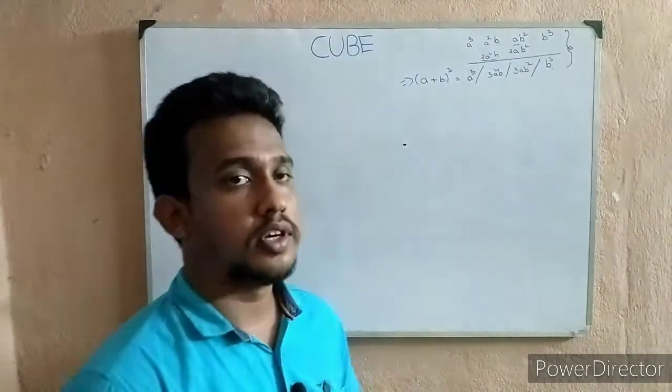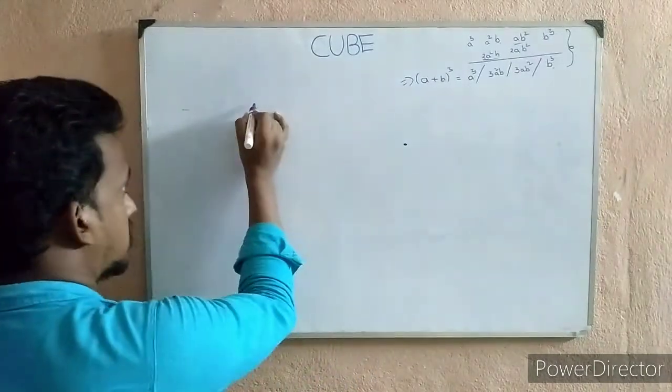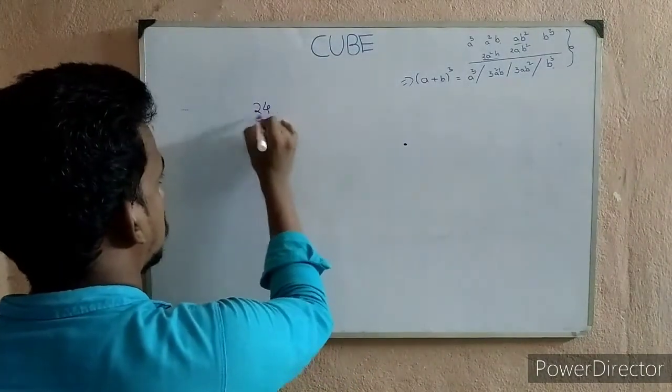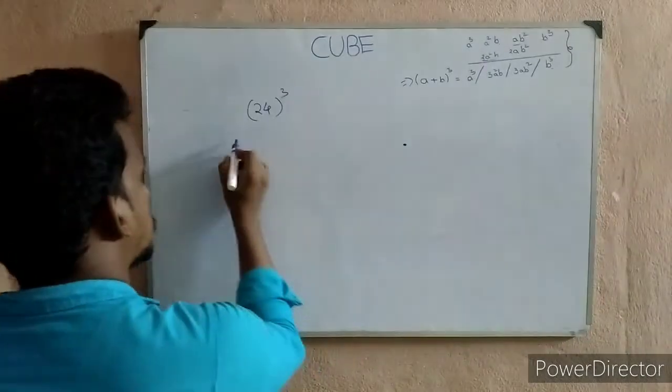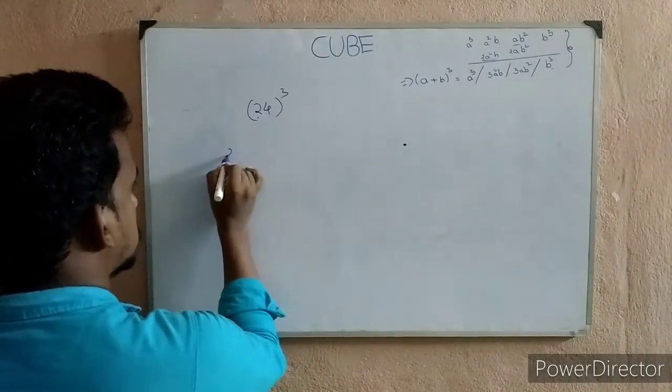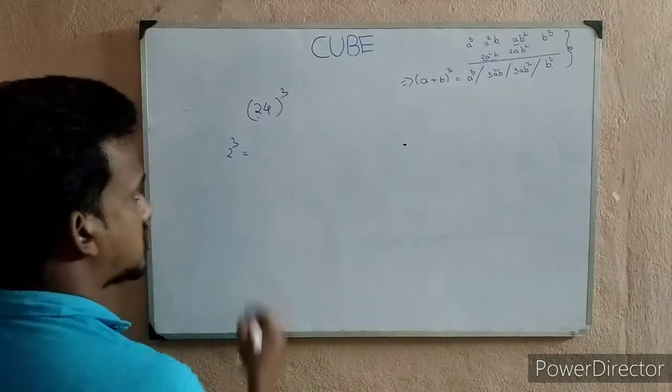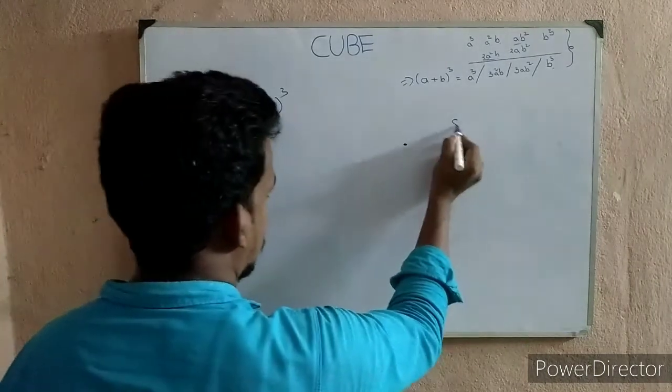I am going to teach how to cube a number. So cubing of a number, let us suppose 24 cube. First, we cube the first digit, 2 cube, which results in 8.